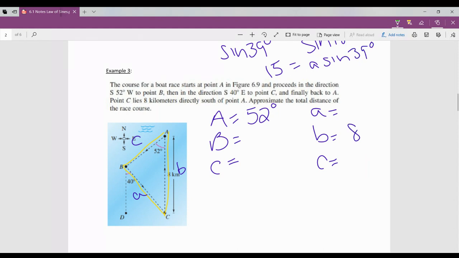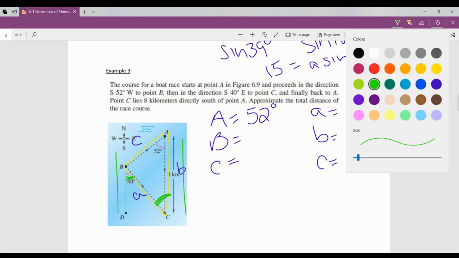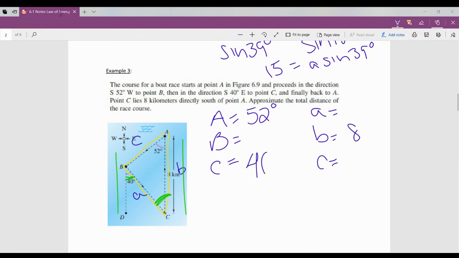The thing I can figure out is, if you notice, B and D and A and C are parallel lines. So if this right here is 40 degrees, that means this right there is also going to be 40 degrees. So angle C is 40 degrees. Now we've got angle A and angle C, so I can find angle B by doing 180 minus 52 minus 40, and we get B is 88 degrees.